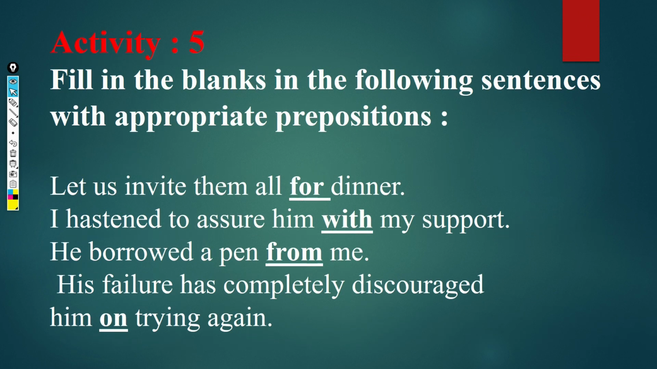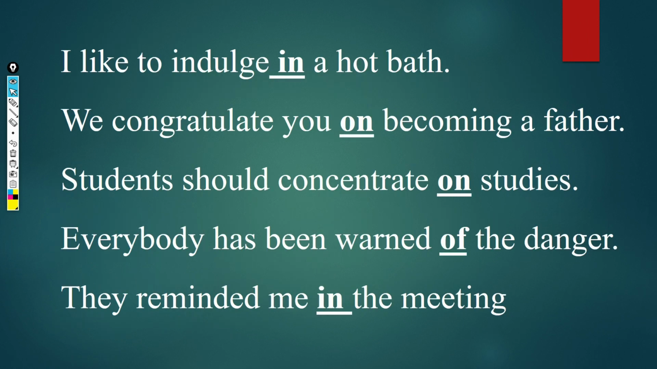Now, let us invite them all for dinner. I hastened to assure him with my support. He borrowed a pen from me. His failure has completely discouraged him on trying again. Look, the various prepositions I have underlined for each category of sentence, what are they? For, with, from, on.